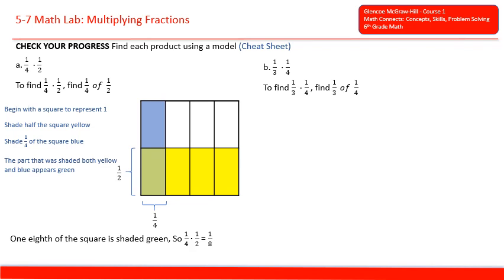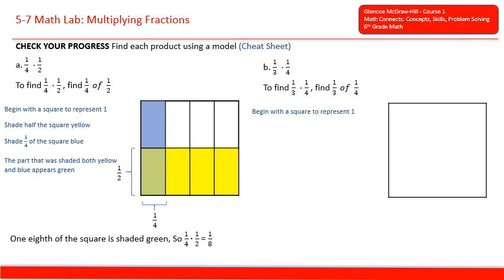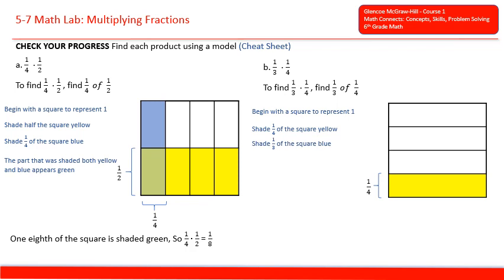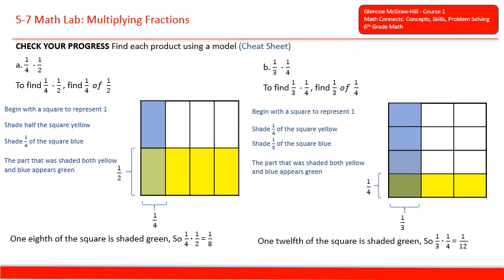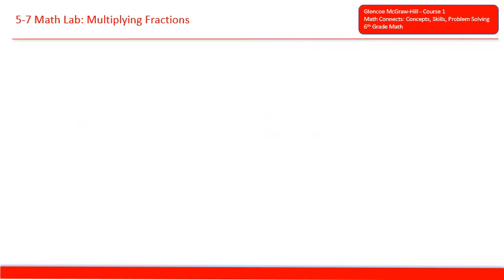1/3 times 1/4. So 1/3 times 1/4, or 1/3 of 1/4. Begin with a square and shade 1/4 of the square yellow. And then shade 1/3 of the square blue. The part that was shaded both yellow and blue appears green. And that is 1/12 of the square shaded green. So 1/3 times 1/4 equals 1/12.